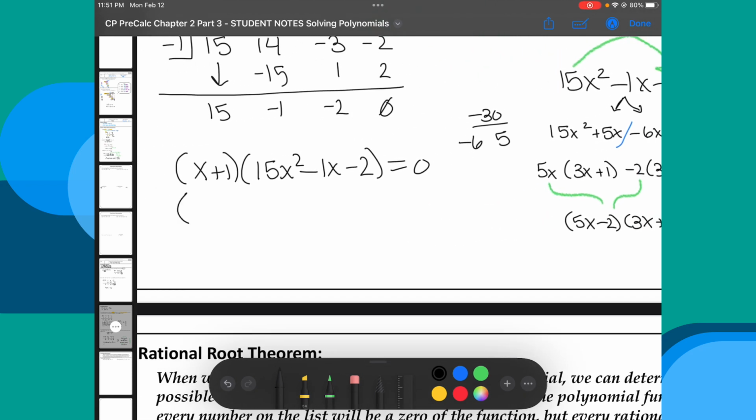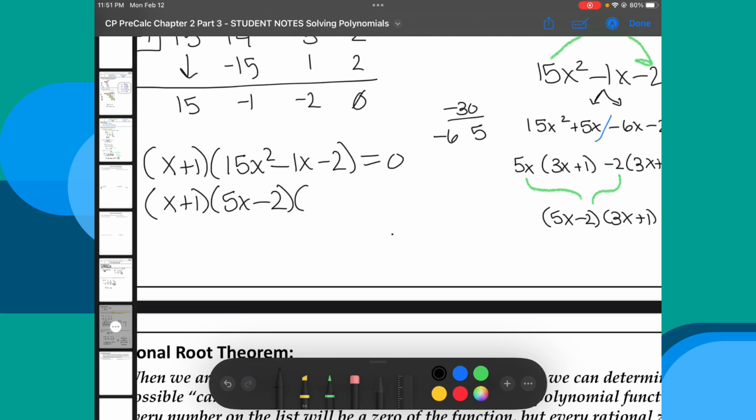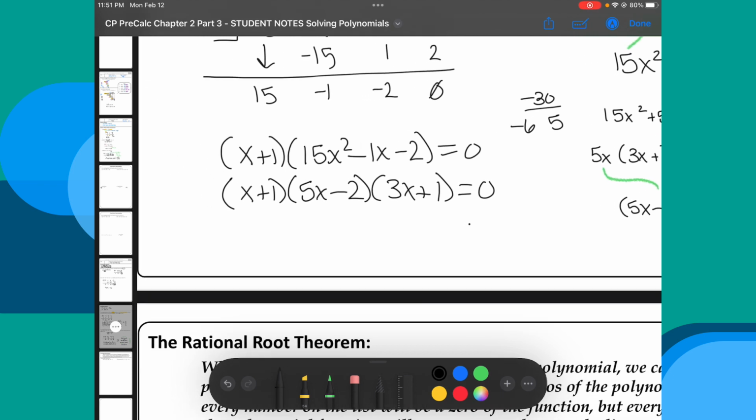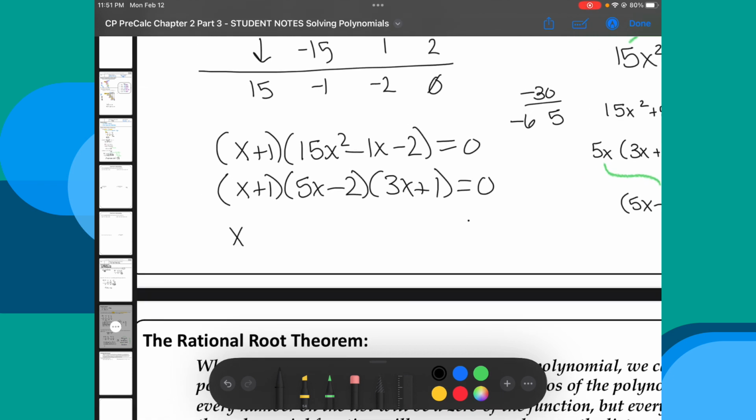So now we have our three factors. We have x plus 1, we have 5x minus 2, and we also have 3x plus 1. Set those equal to 0, and then we can solve each factor. So x is equal to negative 1, x is equal to 2/5, and x is equal to negative 1/3. I'll rewrite that.